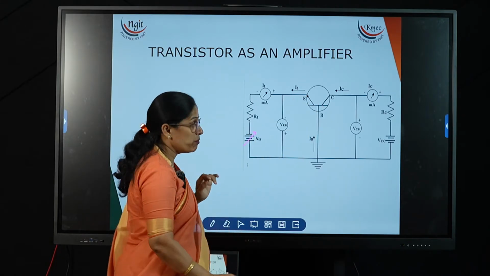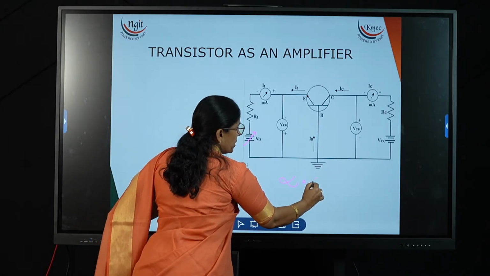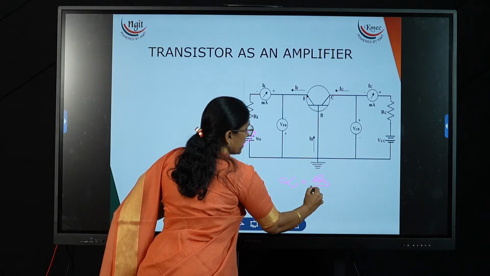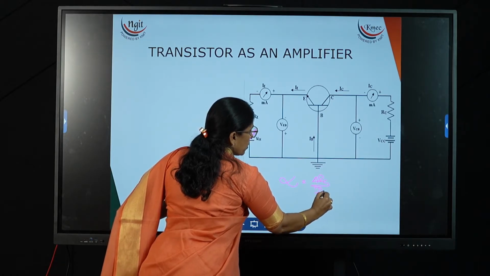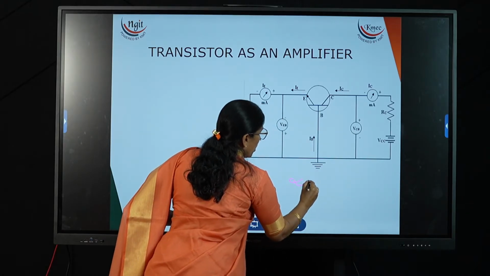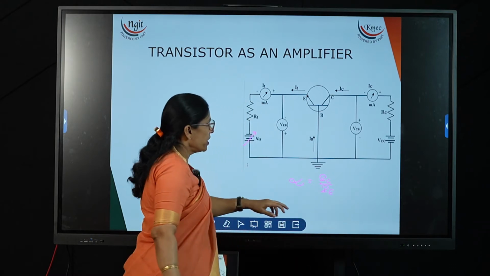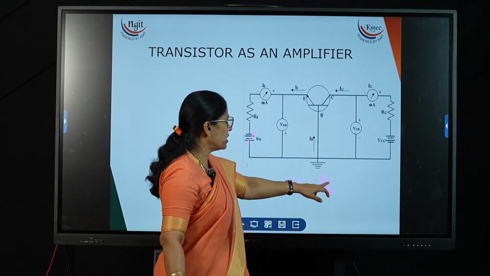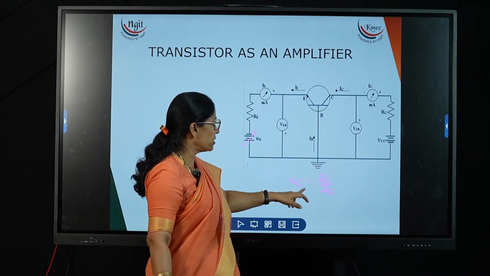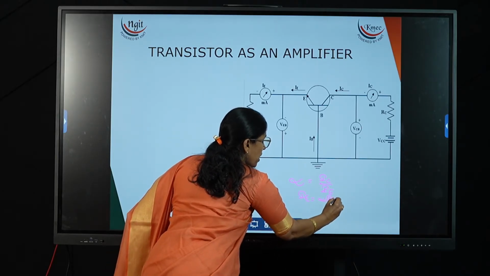Why? Because in a common base we have studied that the current gain alpha is equal to delta IC divided by delta IE, or the DC amplification factor. So alpha is equal to IC divided by IE. So if there is a change in the input, then there is a change in the output. How many times? IC is equal to alpha times IE.